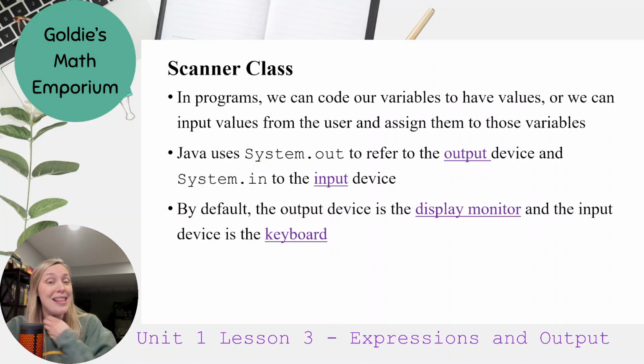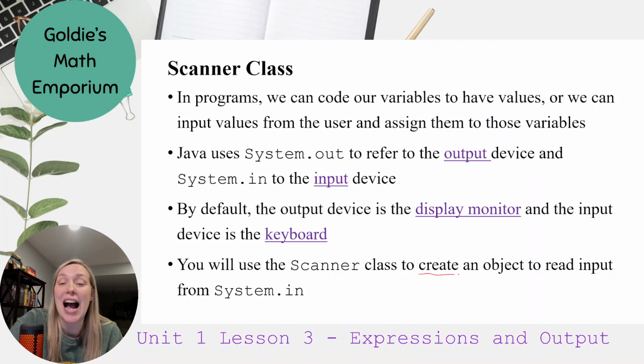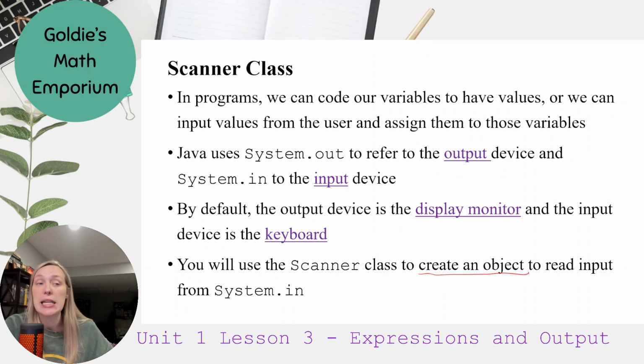By default, the output device is going to be the display monitor and the input device is the keyboard. So when we just use them as is, System.out prints to the console and System.in is going to take input from the keyboard. And to get the input from the keyboard, we actually have to use another class called the Scanner class. The Scanner class is going to create an object to read input from System.in.